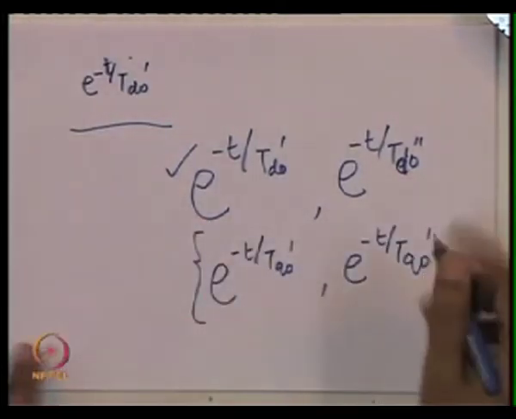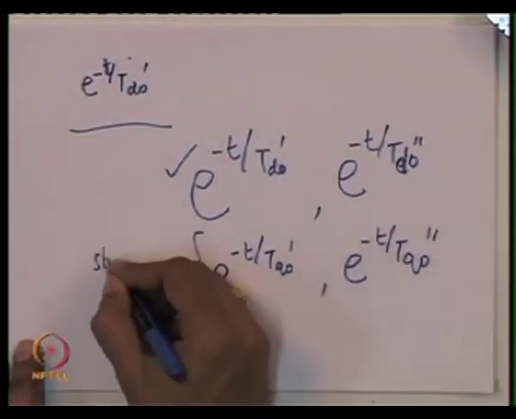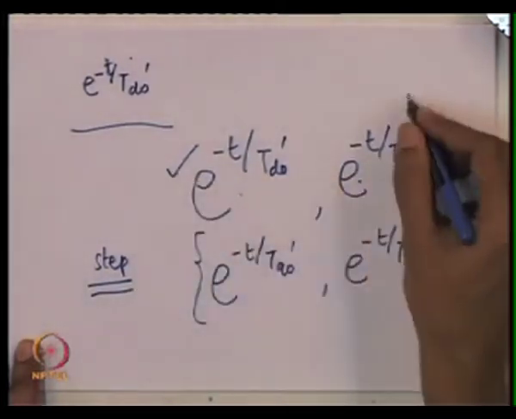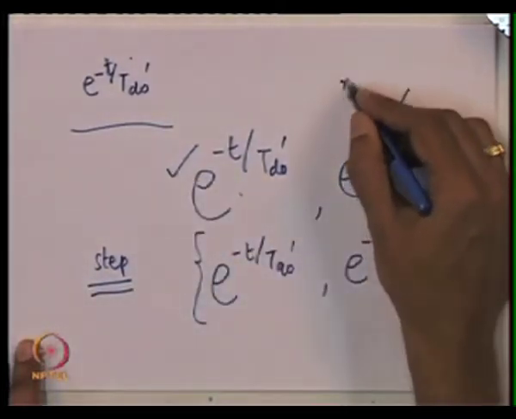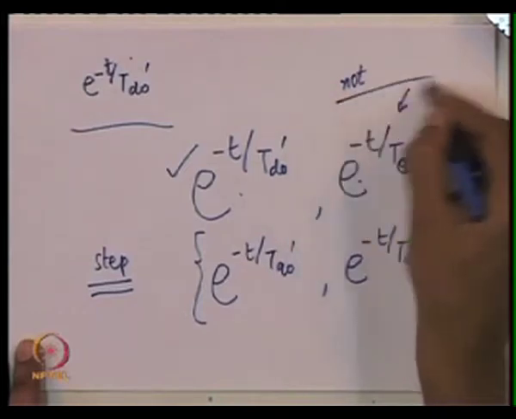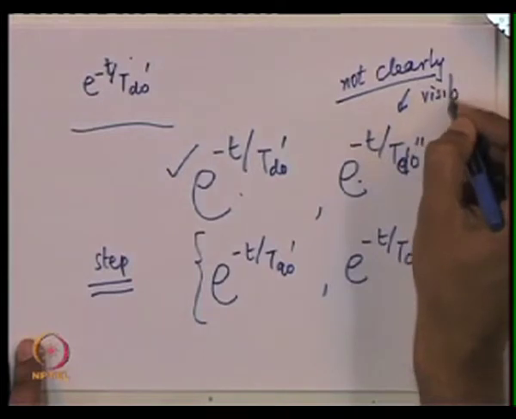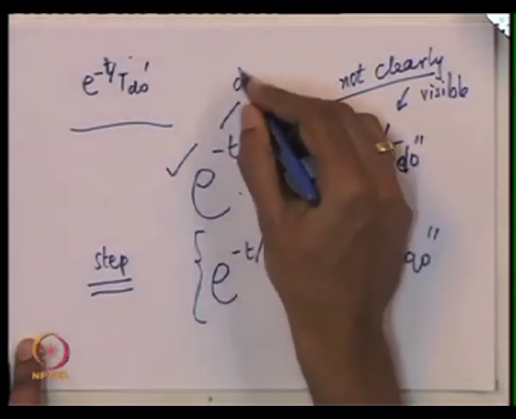Okay. So you don't see this for the step response. You don't observe this for the step response, but you do see these two. This is not clearly visible because it's very fast. It dies down very fast. I can call this the dominant mode. Okay.